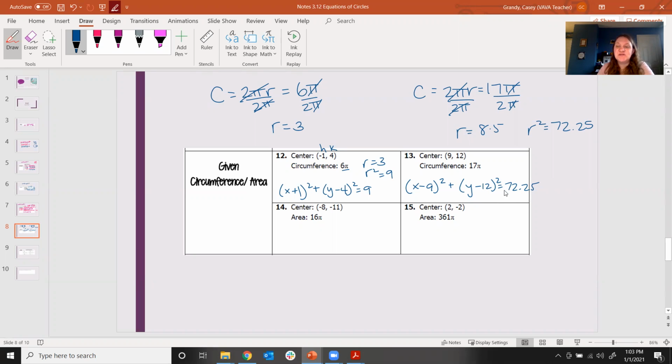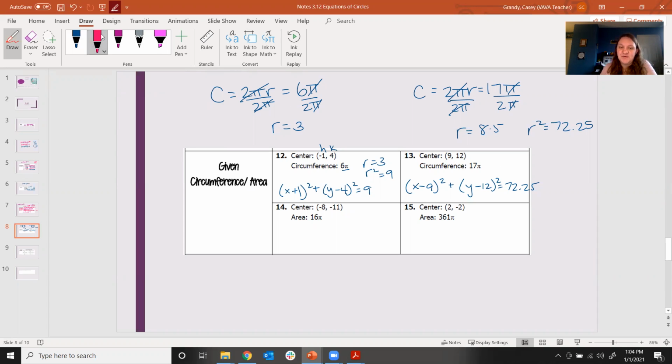So how I got that 72.25? Remember, the circumference is 2 pi r. They told me the circumference was 17 pi. Divide both sides by 2 pi. So on this side, you'll get an r. 17 divided by 2 is 8.5. So the radius is 8.5. Square 8.5. Not super pretty, but it's all right. R squared is 72.25. H is 9. K is 12. R squared is 72.25.